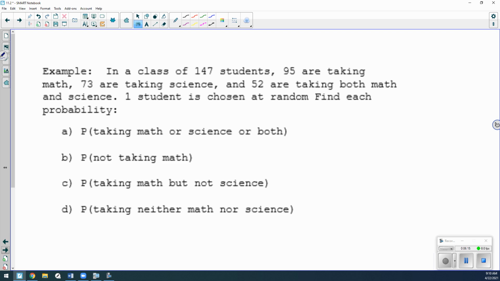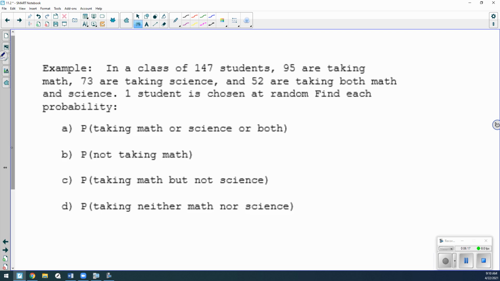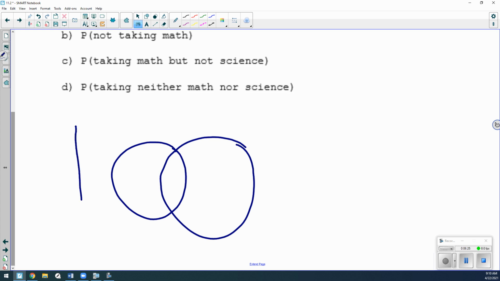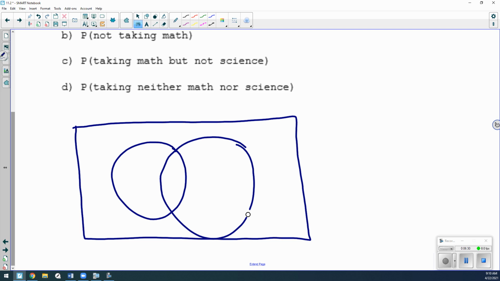So what I'm going to do in the space below this problem is make myself a Venn diagram. You probably remember that a Venn diagram is circles like this, and then I'm going to include it in a big box, and this box represents the sample space. Let's see if I can make those a little bit more even. Okay, so these are all the students.